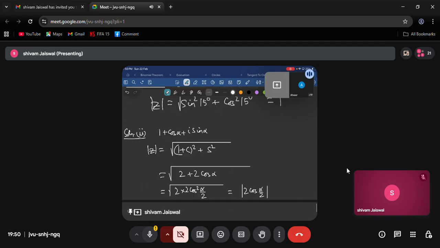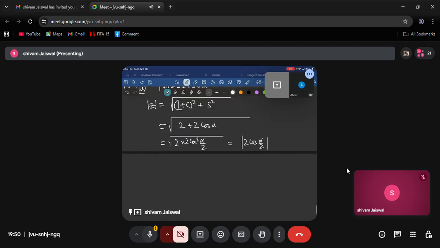Where will alpha by 2 lie? Alpha by 2 belongs to pi by 2 and 3 pi by 4. It lies in the second quadrant, so it will open with a negative sign. So this will be equal to minus 2 cos alpha by 2. Is it clear, Ritam?